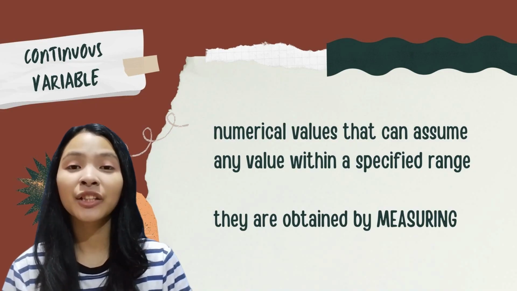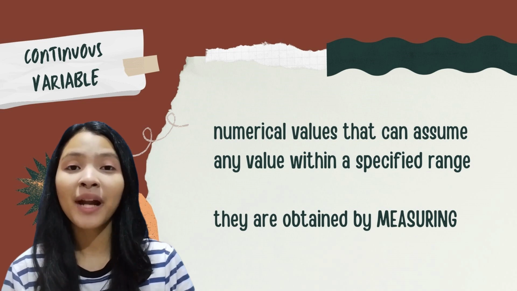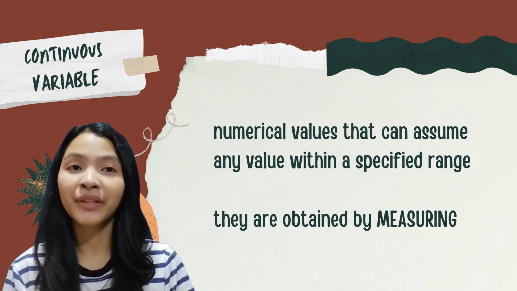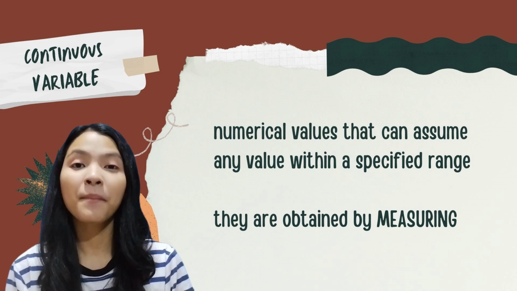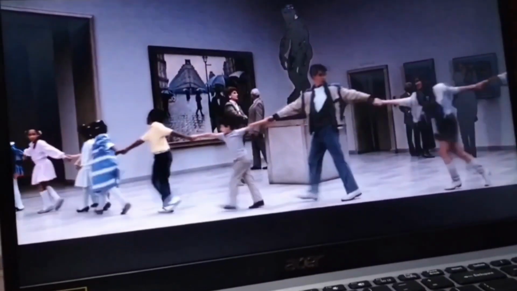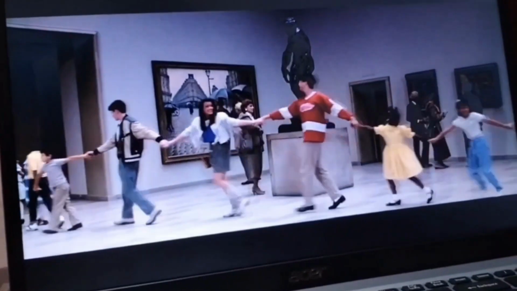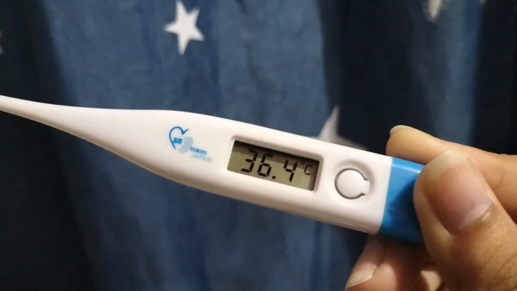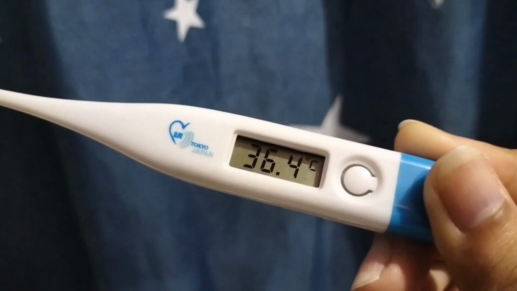On the other hand, continuous variable, there are numerical values that can assume any value within a specified range and they are obtained by measuring. Examples of continuous variable are the length of a film, weight of rice, the temperature of a person's body. To make it easy, counting is for discrete, measuring is for continuous.